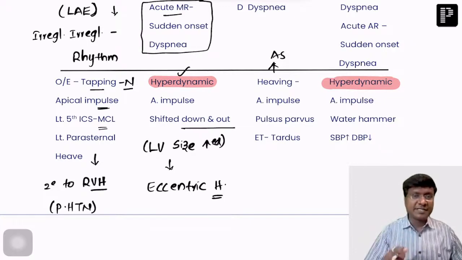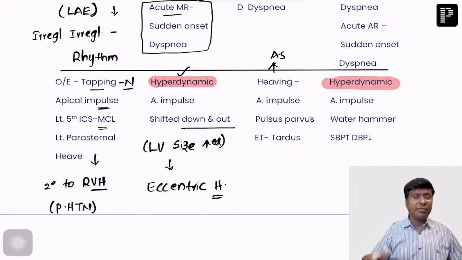Whereas in MS, what did we discuss? A tapping type of apical impulse, and it is not shifted anywhere. It is felt in the left fifth intercostal space, midclavicular line. But in MR, it is shifted down and out because of eccentric left ventricular hypertrophy, right?